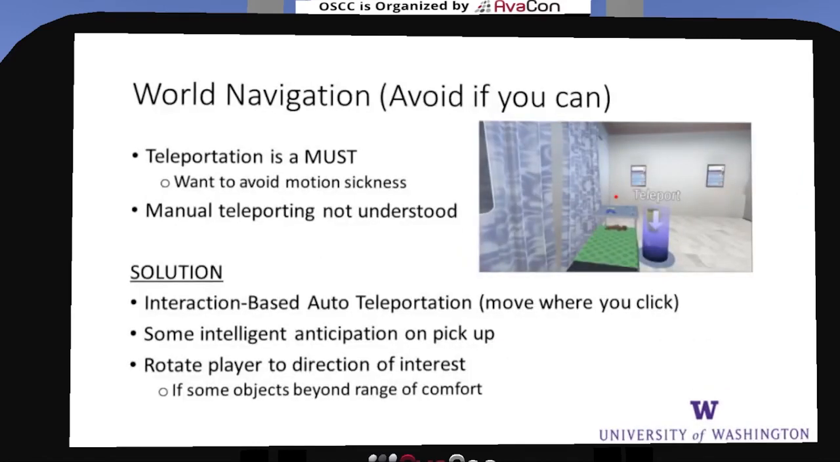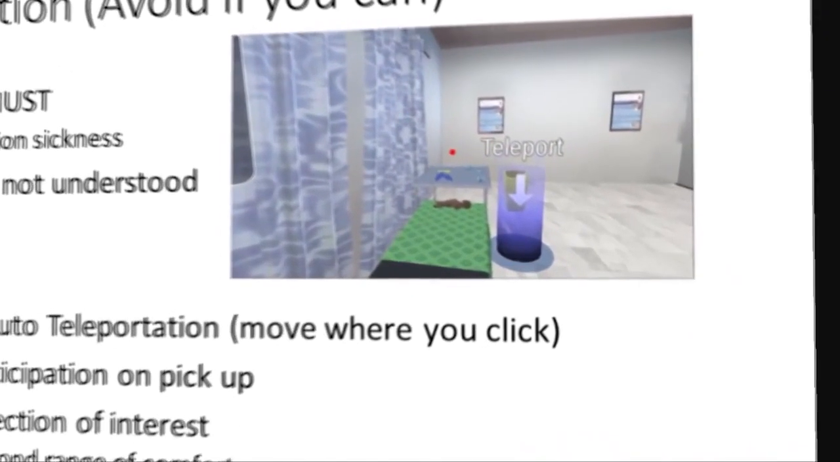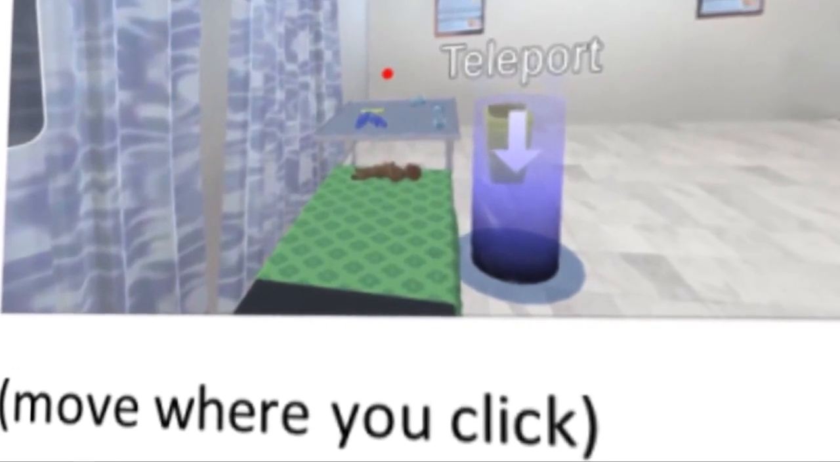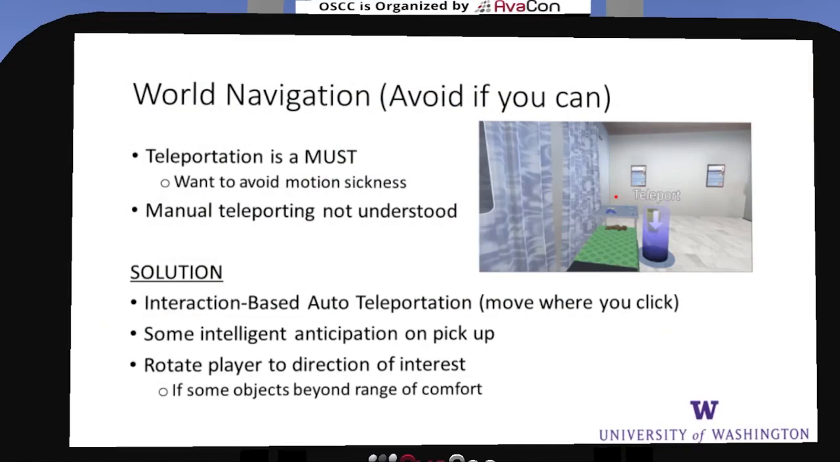World navigation was a problem. For your educational experiences, honestly, if you can avoid having to navigate a world and just have everything directly in front of your users, I would do it. We tried to include some manual teleporting, so having to click on a teleport zone or a teleport object, to give our users a sense of control over their actions. But that proved not to work very well. It wasn't as clear as we'd hoped. So what we did was instead use a system of basically just teleport where you click. If you clicked on something far enough away, you will teleport over to it.